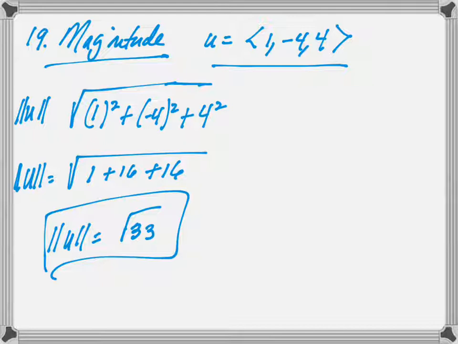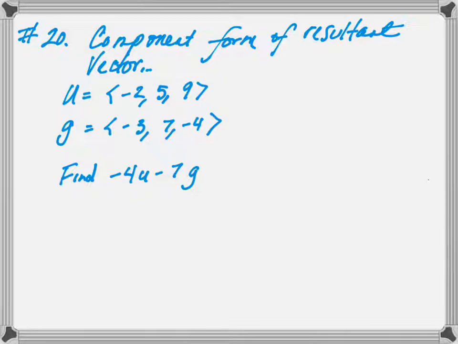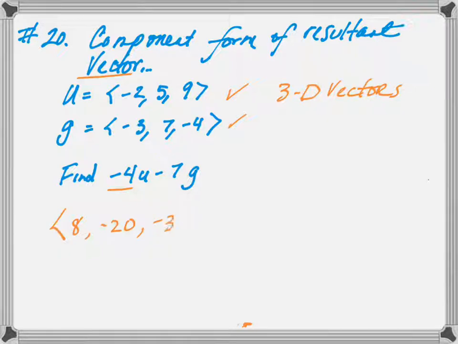And one last question to go through. Number 20. They want you to find the component form of the resultant vector when you find negative 4u minus 7g, given these two 3D vectors. So it's nothing more than how we would do it with 2D vectors. So let's multiply the first u by negative 4, so that becomes 8. And then 5 times negative 4 is negative 20, and 9 times negative 4 is negative 36.